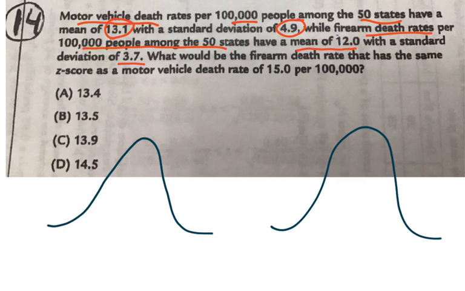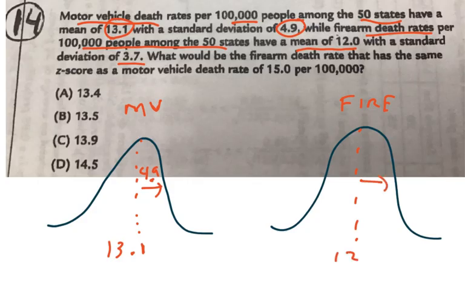Okay, your sketches obviously do not have to be perfect, but let's say this is the motor vehicle and this is firearms. Okay, well, the motor vehicle, we're told they average 13.1 deaths per 100,000, and standard deviation's 4.9, whereas the firearm averages a little bit less, 12, with a standard deviation of 3.7.